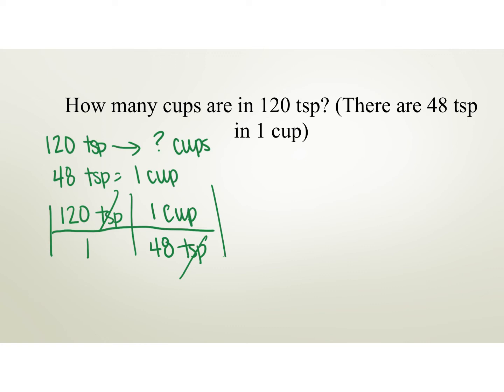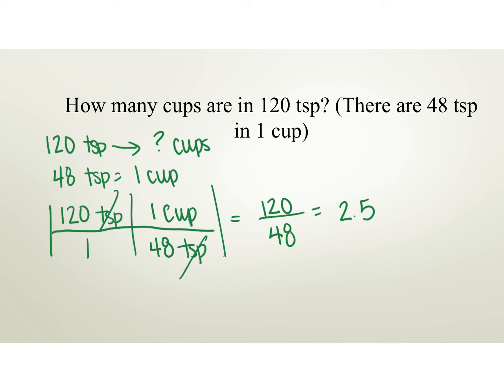Okay, to solve it, we're going to multiply the top row. So what's 120 times 1? Then we'll multiply across the bottom row. What's 1 times 48? 48. And then we'll just divide those two numbers. So what's 120 divided by 48? 2.5.